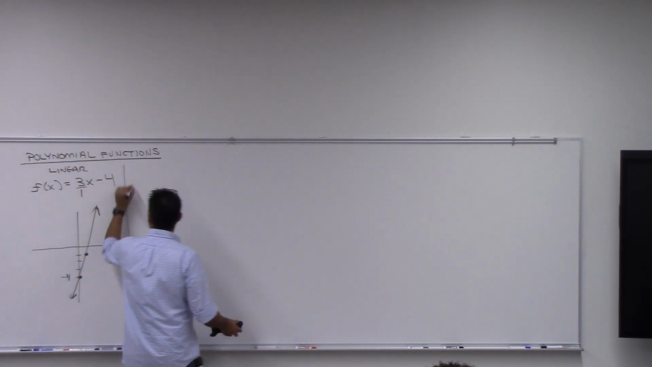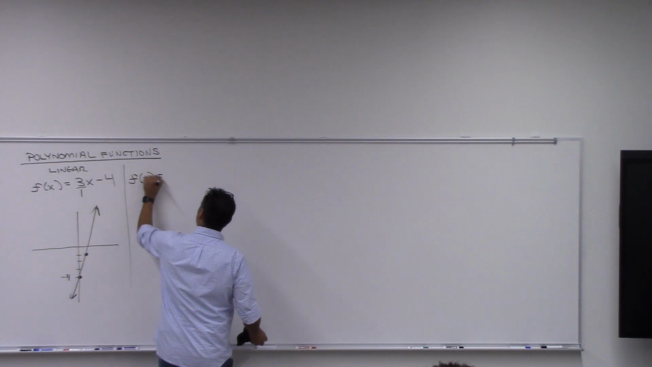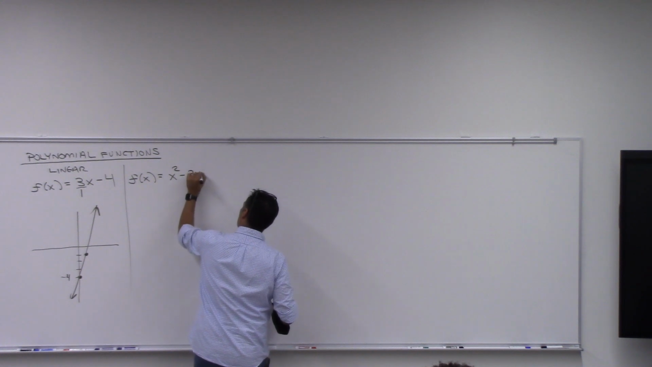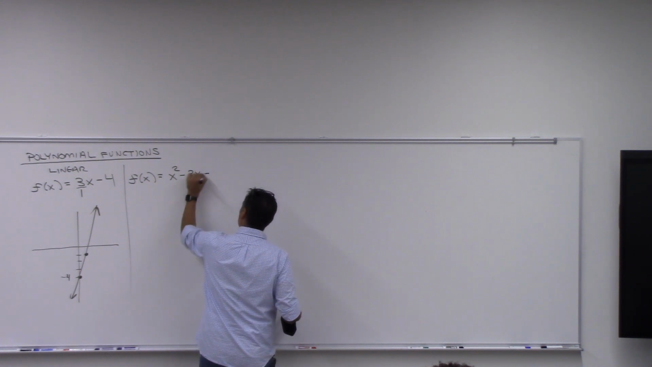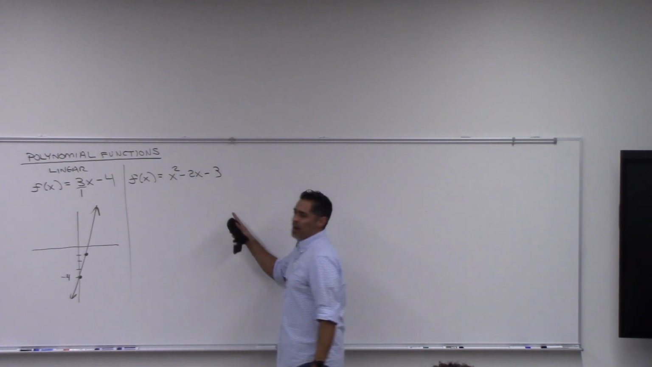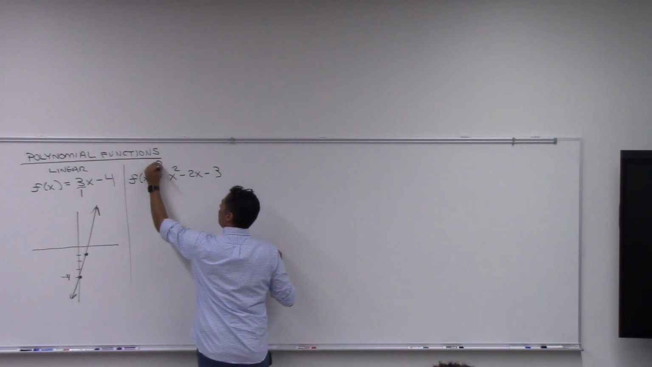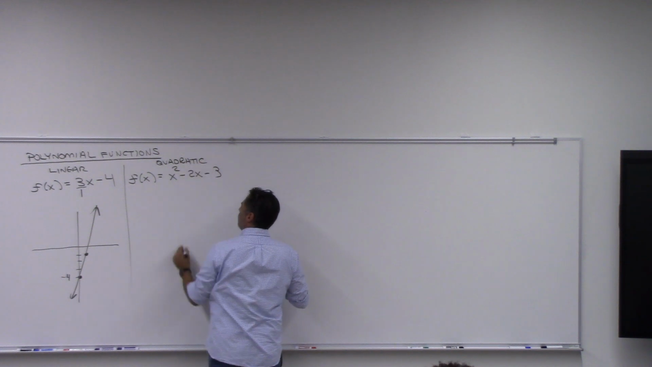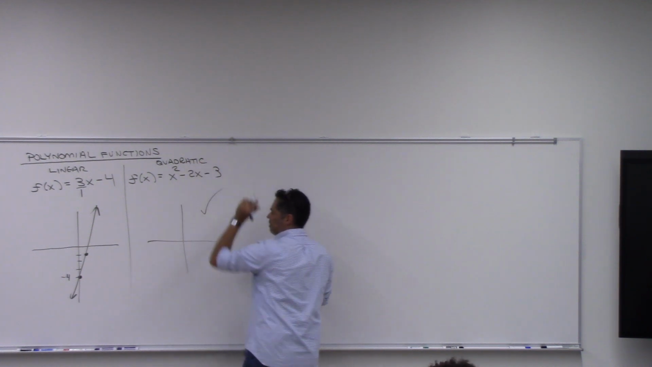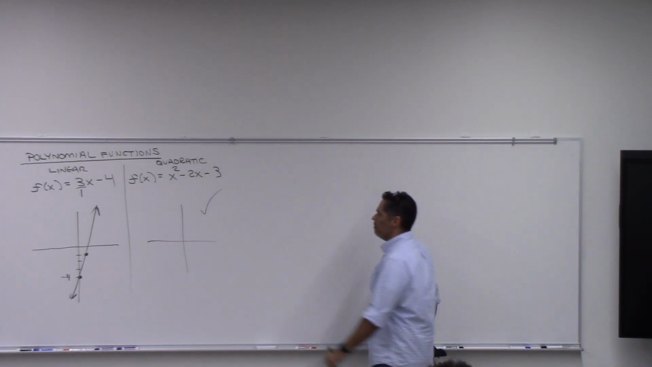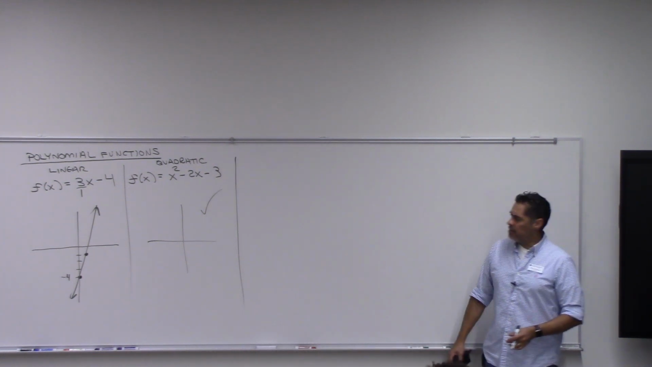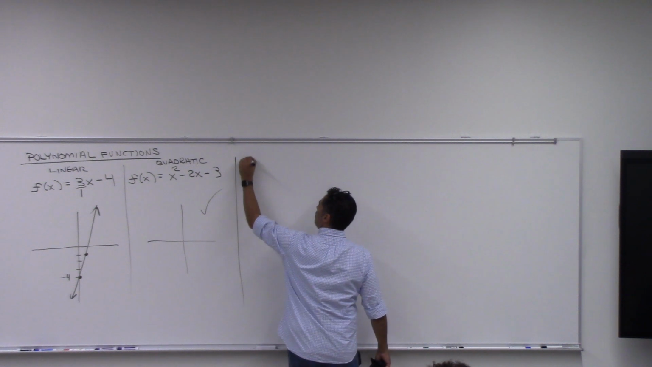Okay, the next function. Quadratic, right? Could we graph this? Yes, okay, we know how to do that. I'm not going to go through that problem. We're done with that, right? Now we move on to the next type of function that we should be able to graph, which is the polynomial.